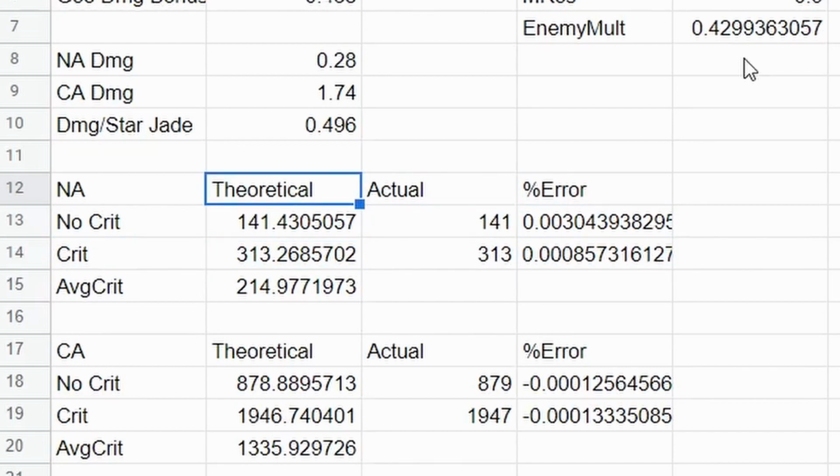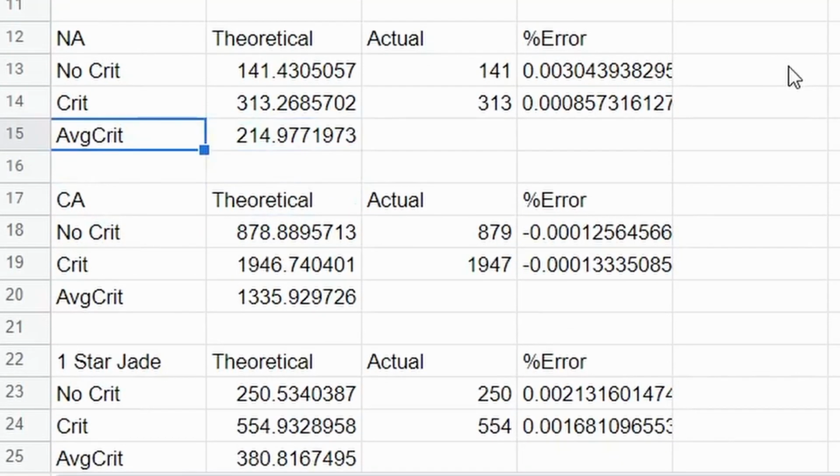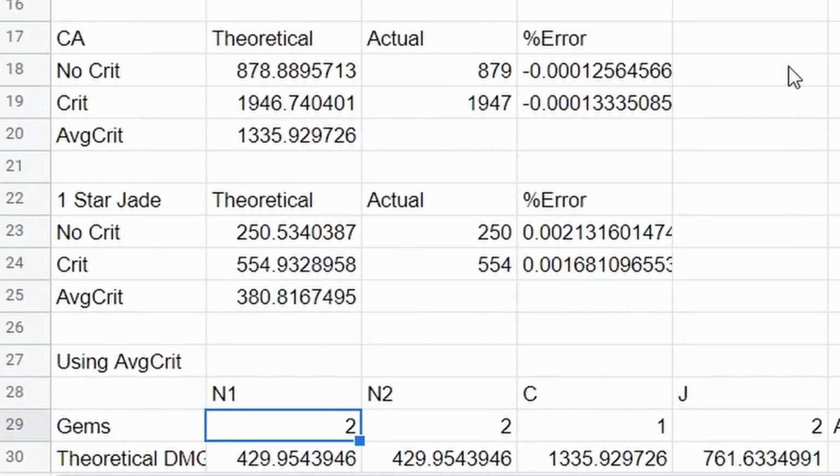I also took the liberty to actually measure the actual values and compute the error. So these are very, very accurate, as you can see. It's like a 0.3% and 0.08% error. Then there's things like average crit, which I don't know what to compare it to because I can only crit or not crit. Then we have the charge attack, which happens to be these numbers. You can go ahead and read this all for yourself.